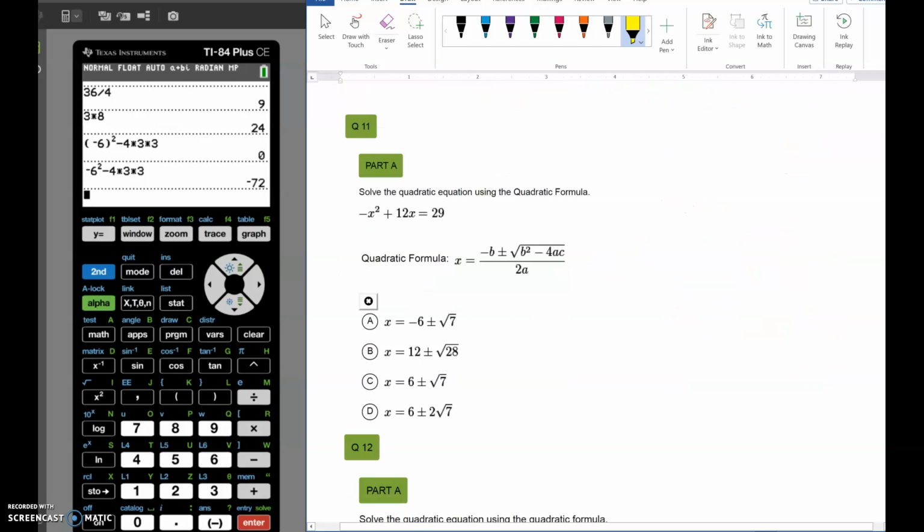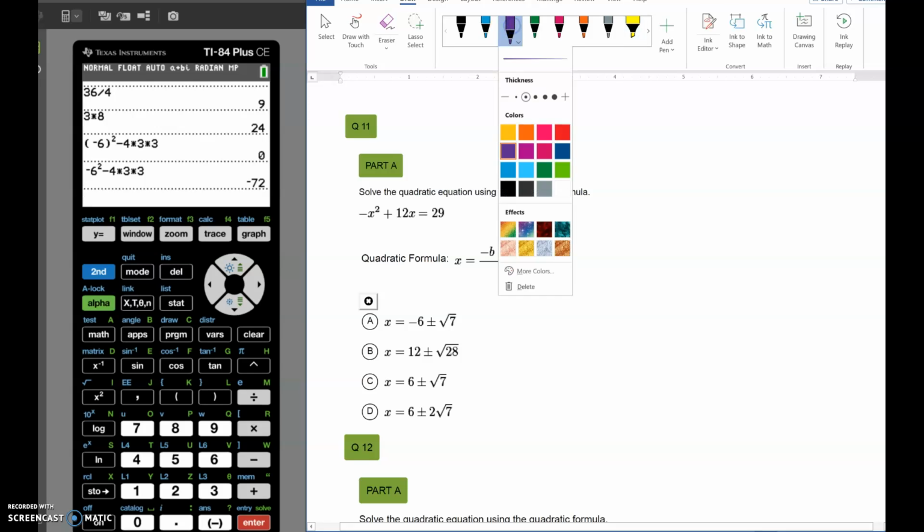Okay, let's try another one. Again, we have to get 0 on one side first.